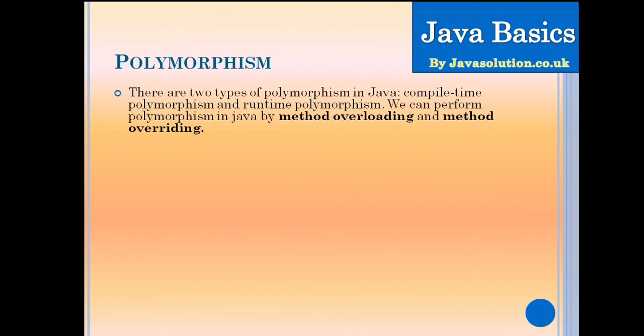Okay, we have discussed inheritance and abstraction as well. Now we need to see what polymorphism is. There are two types of polymorphism in Java, compile time polymorphism and runtime polymorphism. We can perform polymorphism in Java by method overloading and method overriding.